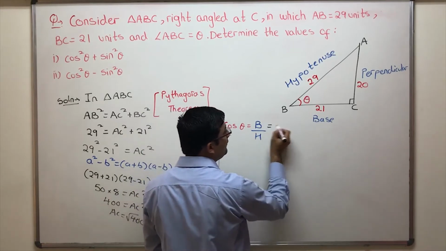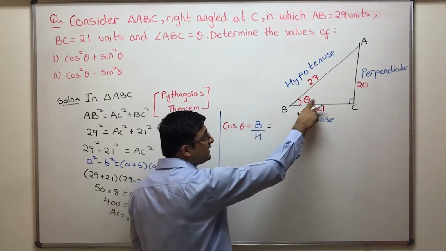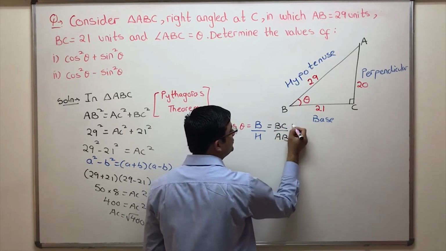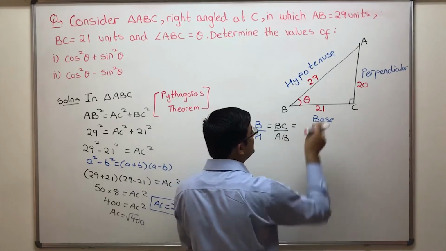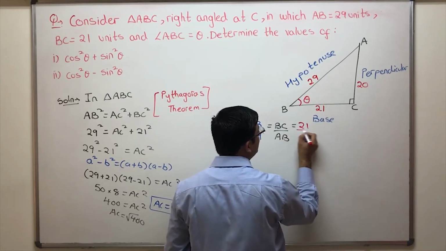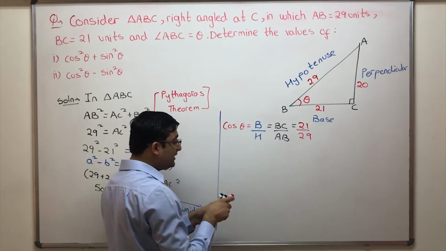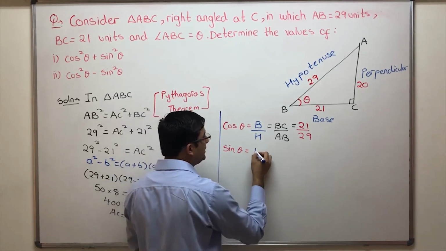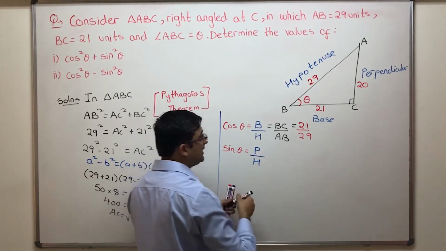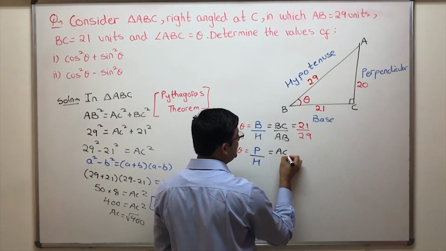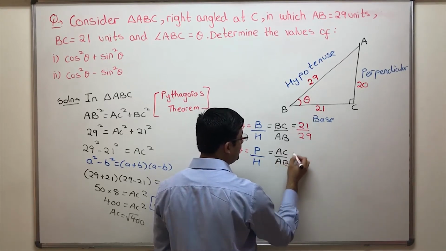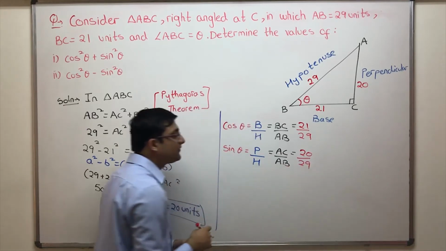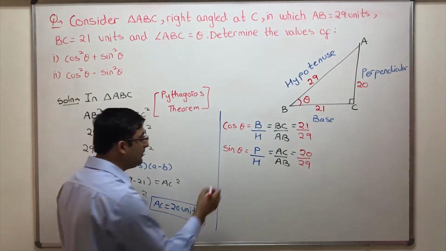So for this angle, cos theta is the base BC over the hypotenuse AB. BC is given to us as 21 and AB is 29, so cos theta is 21 by 29. Similarly, we'll get sin theta. Sine is perpendicular by hypotenuse, that is perpendicular AC over hypotenuse AB. The value of AC is 20, and AB is 29. So we have cos theta and sin theta. Is this clear? Now we'll begin with the first part.